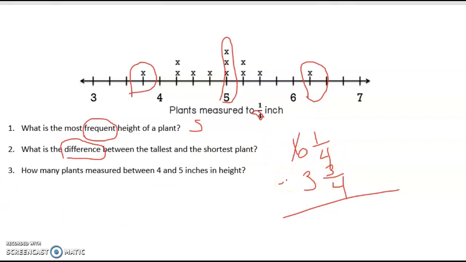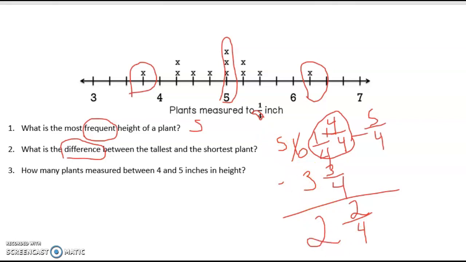We're taking all the things we've learned with fractions and we are incorporating them into line plots. So we have to borrow. Okay, that whole 4/4 gets put on with the 1/4. That gives us 5/4. So now we have 5/4 minus 3/4. And we have 5 minus 3. All right, so what's the difference between the tallest and the shortest plant? We just showed our work. We wrote a subtraction equation, and it was 2 2/4.